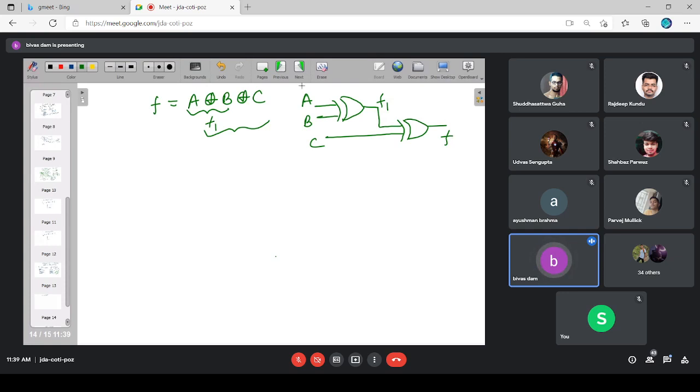Now let me go for the truth table of this function. How many input combinations will be there? 8, sir.